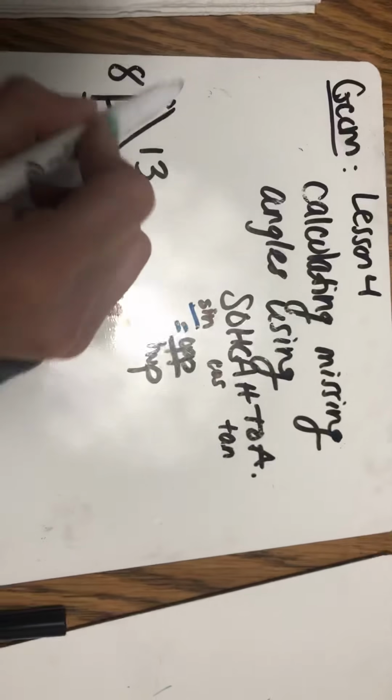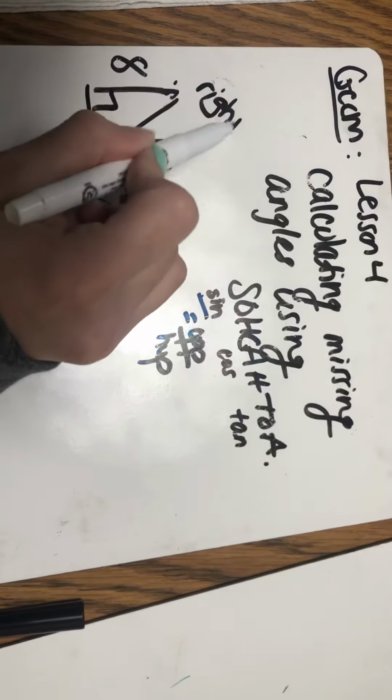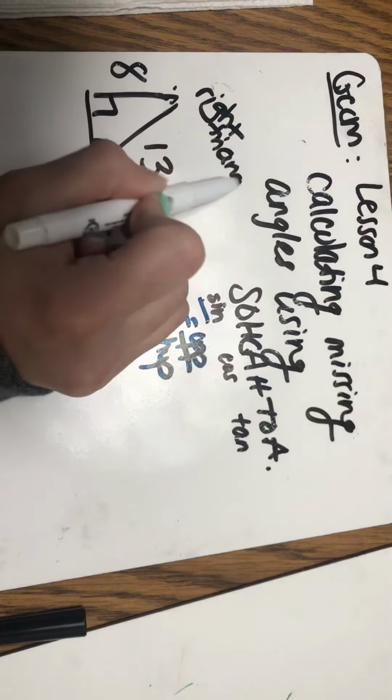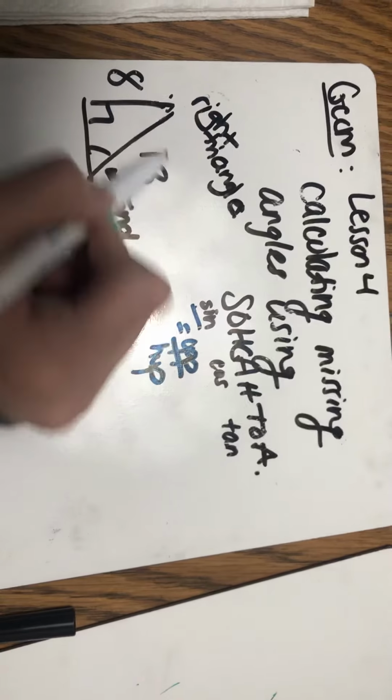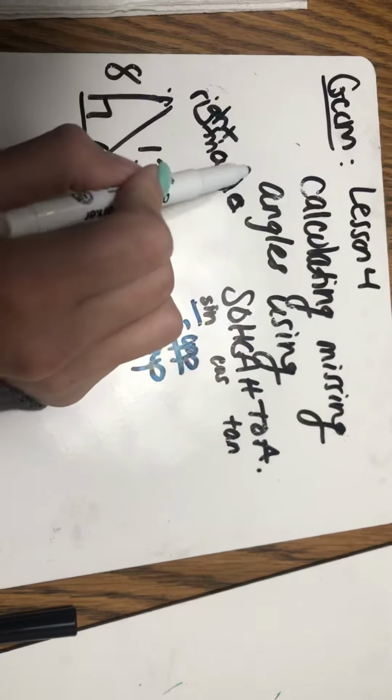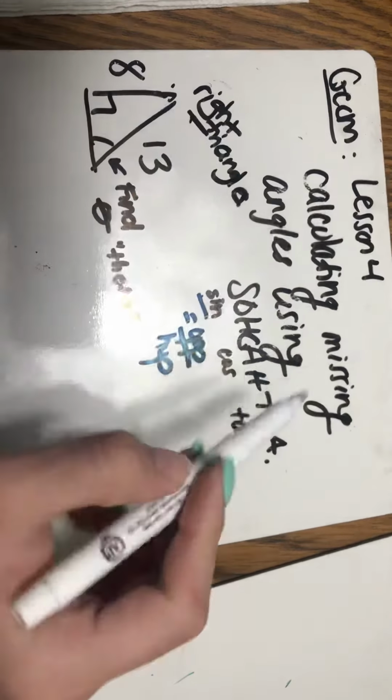Okay, we're only dealing with right triangles. Some of you on your exit tickets were saying that the Pythagorean theorem is with any triangle. No, it's just with right triangles. SOHCAHTOA is also just with right triangles.